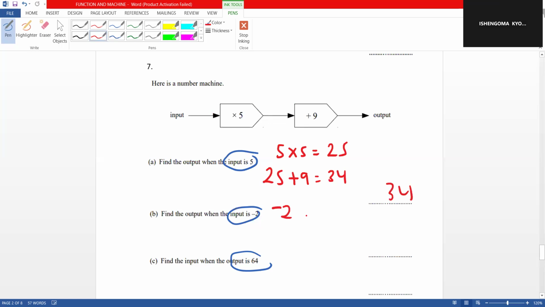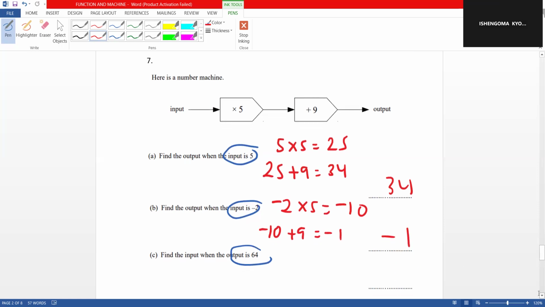Next one, I'm given input as negative 2. So I multiply by 5, I get negative 10. Then this negative 10, I plus 9, I get negative 1. So my output will be negative 1.